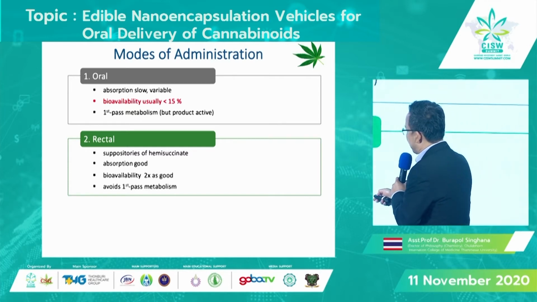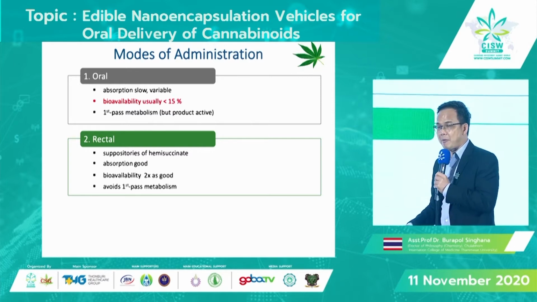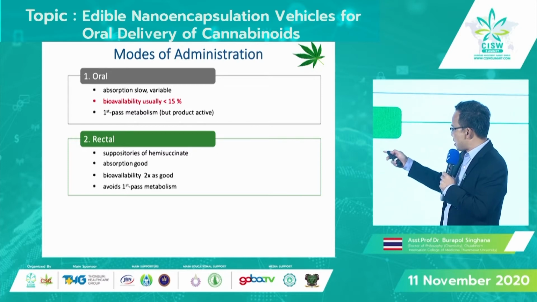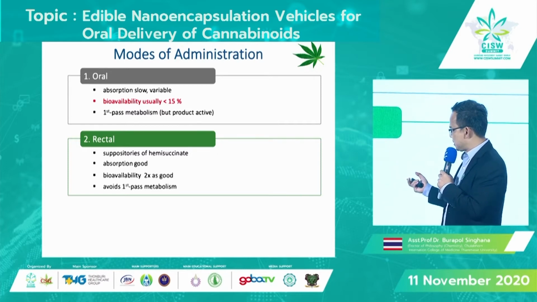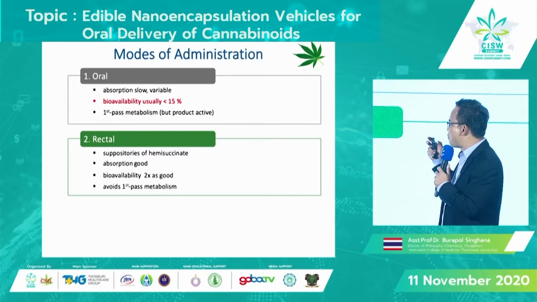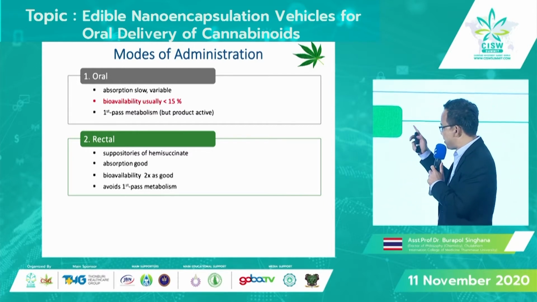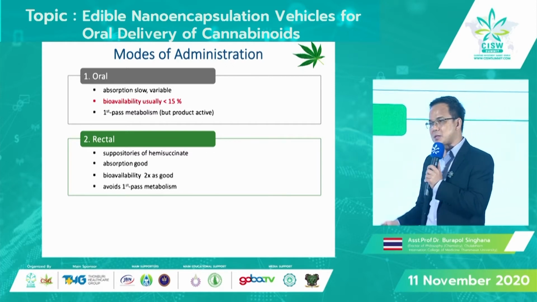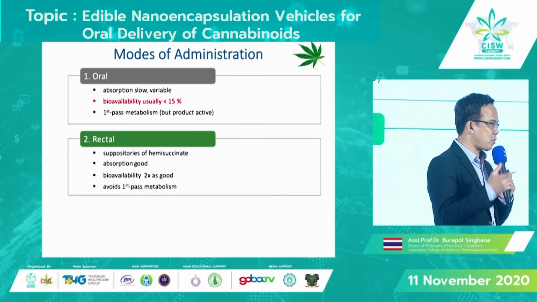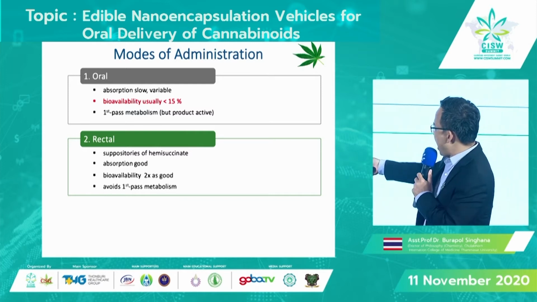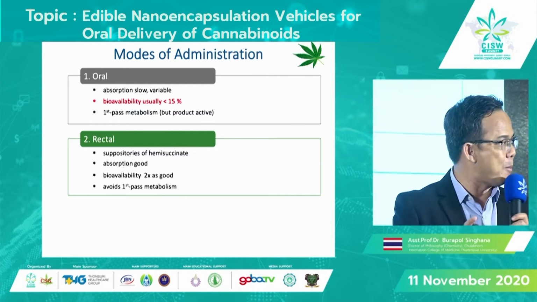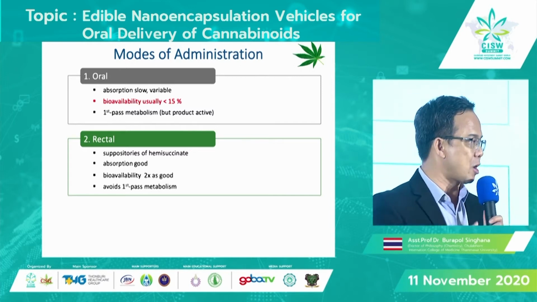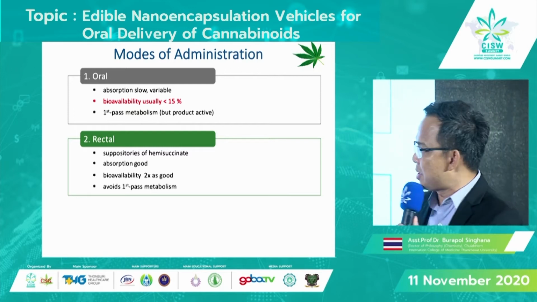Another route we call rectal route, by using suppository, right? It shows good absorption, and its bioavailability is much better than the first one, and this step can avoid first pass metabolism. But compared with the first route, the oral route, this one is going to be a little bit more complicated. The first one is going to be easier, if you want to make the product, easier to use, right?